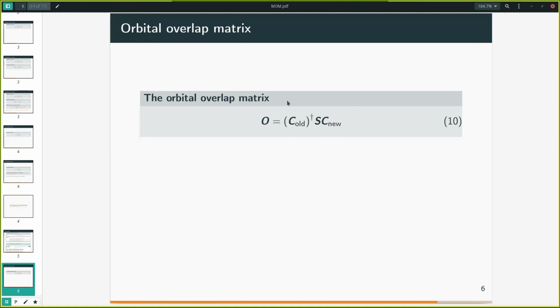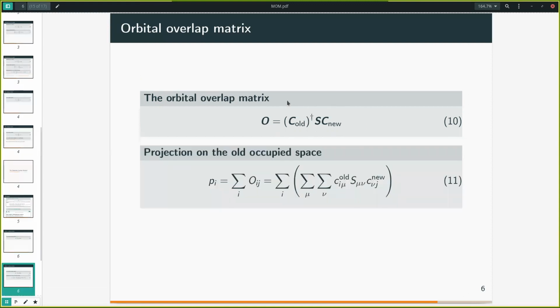And so you compute this matrix, and after you project on the old occupied subspace, and so you have those p_i, which correspond to the overlap of each new orbital with the old occupied subspace. And what you do is to always take the n largest overlaps, and it gives you a criterion to choose n among K orbitals.